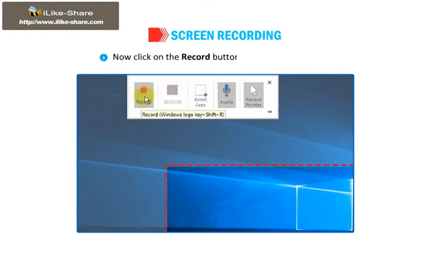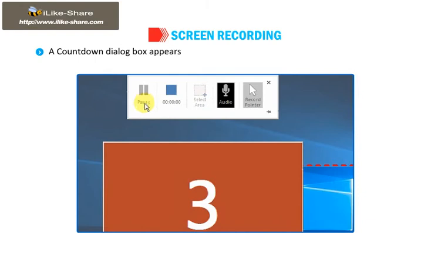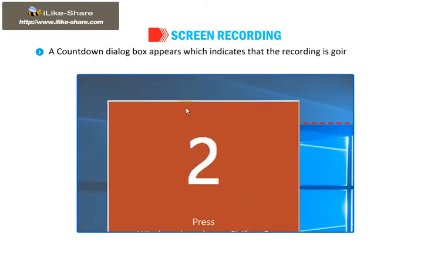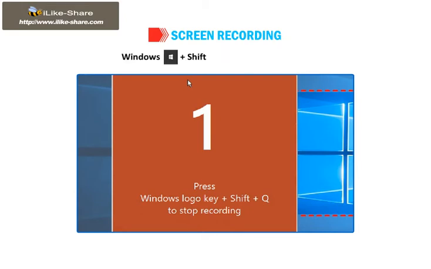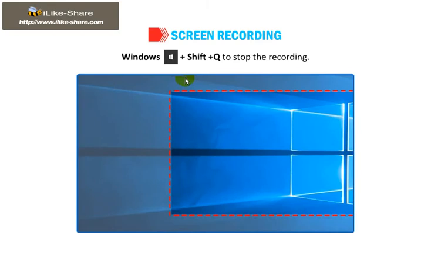Now click on the Record button to start the recording. A countdown dialog box appears which indicates that the recording is going to start in a few seconds and displays the shortcut key combination, that is Windows plus Shift plus Q to stop the recording.